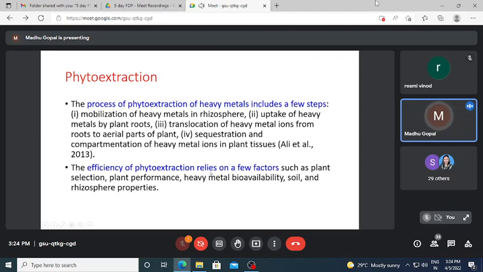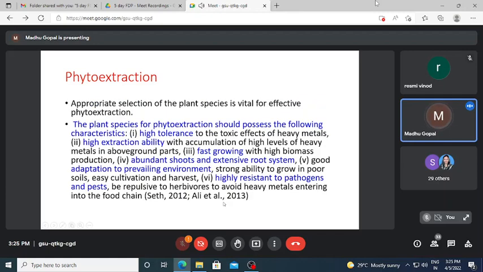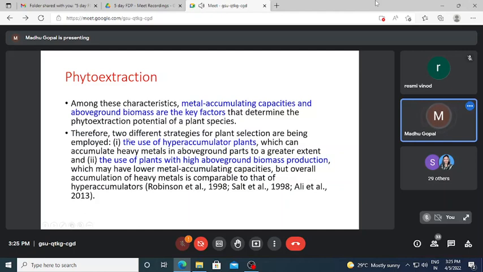And again, the efficiency of phytoextraction depends on plant selection, plant performance, heavy metal bioavailability, and soil and rhizosphere properties. Appropriate selection of plant species is very important. These are the characteristics of plant species suitable for phytoextraction: high tolerance to the toxic effects of heavy metals, high extraction ability, fast growth, abundant shoots and an extensive root system, good adaptation to the prevailing environment, and high resistance to pathogens and pests. Among these characteristics, the metal accumulating capacity and the above ground biomass are the key factors. We even have certain hyperaccumulator plants which can accumulate heavy metals in above ground parts to a greater extent. Some such plant species are there.